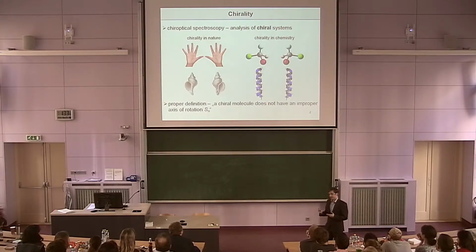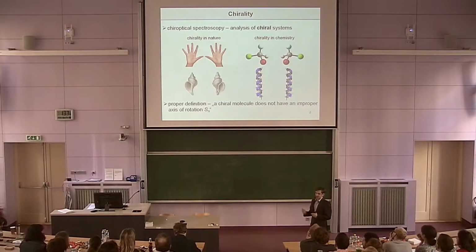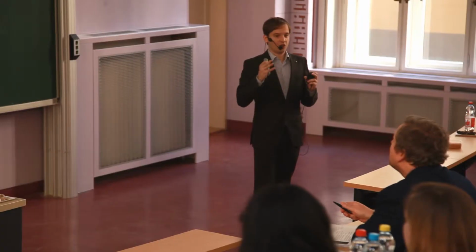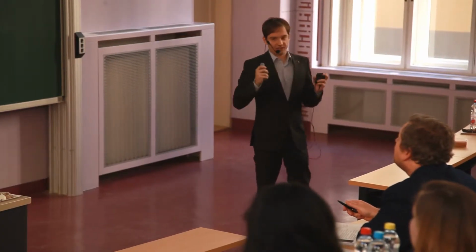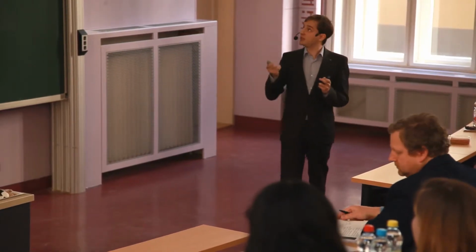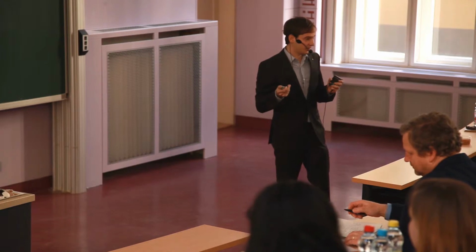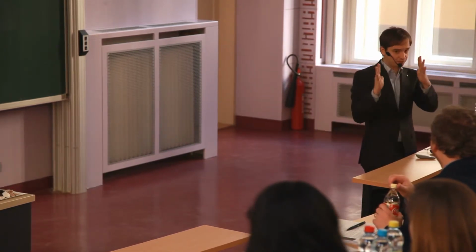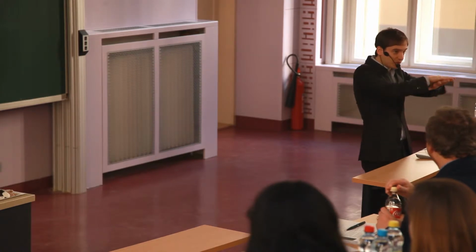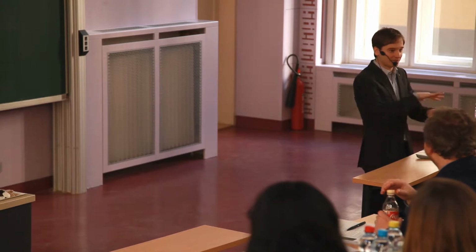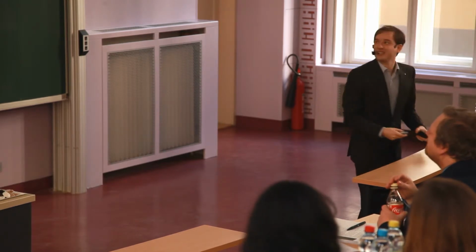So what is chirality? The easy definition is that the mirror image of a chiral object is not superimposable on its parent object. Sounds difficult, but it's pretty easy. The simple example is your hands. Your hands are mirror images of each other, and they are not superimposable. You can try it, even if you cut them off, you can never superimpose one on the other.